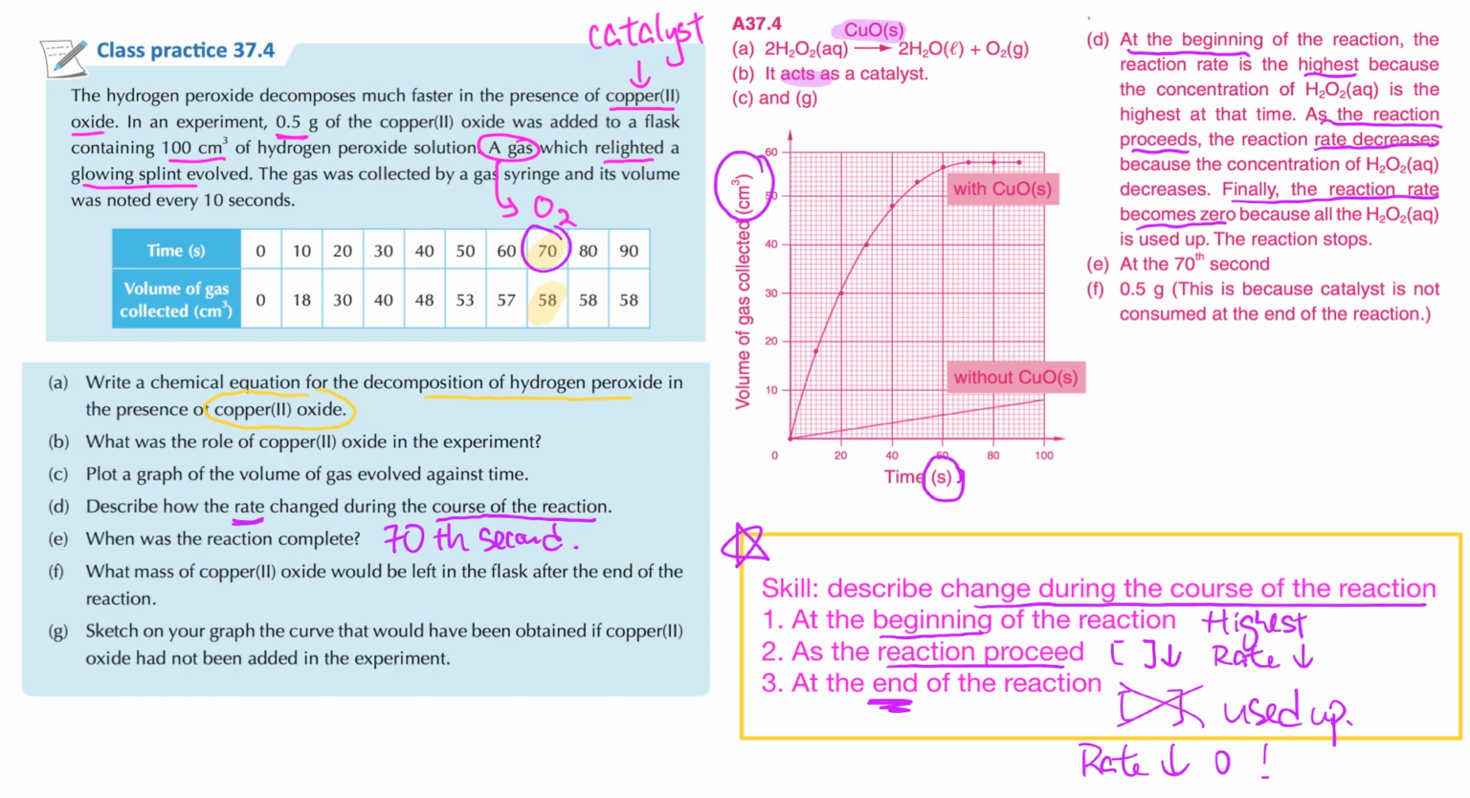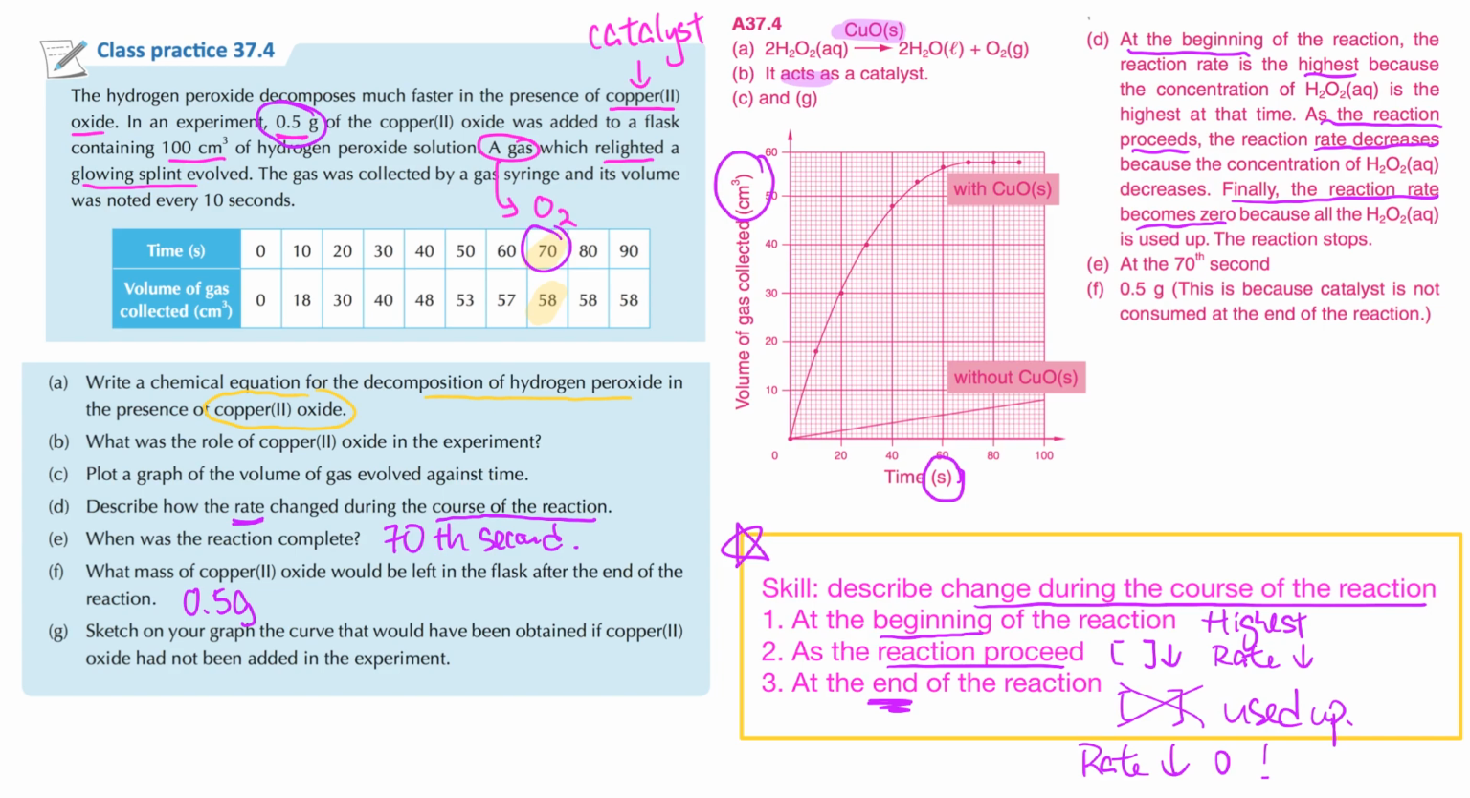Part F, what mass of copper dioxide will be left in the flask after the end of the reaction? This one we have 0.5 gram. As it is a catalyst, we know that the catalyst will not be consumed in the process. So therefore we can say that the mass of copper dioxide will be 0.5 gram.